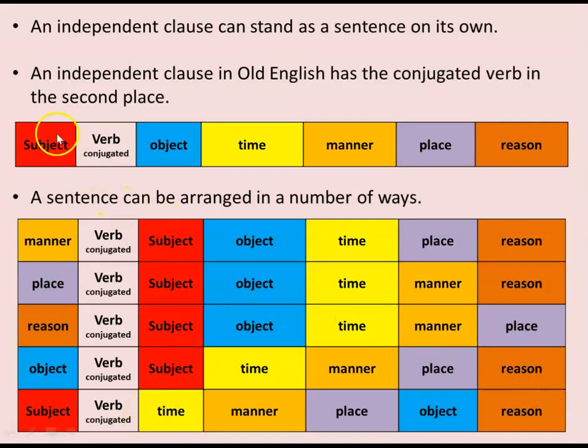But even within this sentence structure, these things, time, manner, place, reason, object, they can all be moved about. They can be shifted. So we can have subject, verb, we could have time instead of object, we could place the object over here. We're free to move these things. What really matters is that the verb is in second place. The conjugated verb is in the second place. That's the first verb in a sentence. There could be other verbs in a sentence, and we'll see what happens to those.